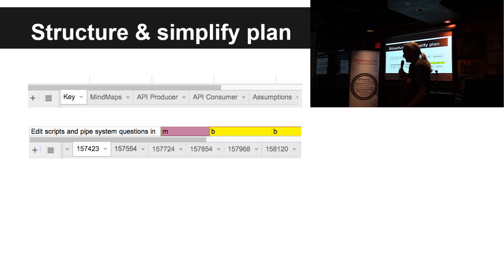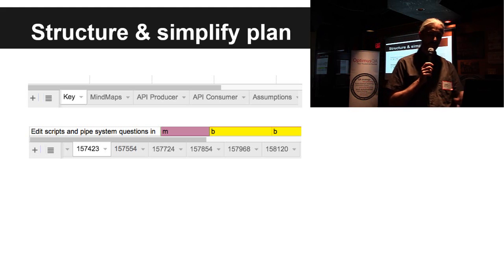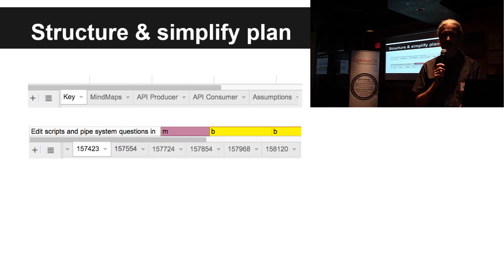I also use mind maps a lot, so I've got a tab there that's got the mind map on it, and then I've got different tabs basically talking about different broad scale areas of testing. So again, it's another way to organize your test coverage outline to say, okay, I'm going to break it up into an API producer, API consumer, and I'm also going to have a tab that's going to talk about what assumptions I'm making.